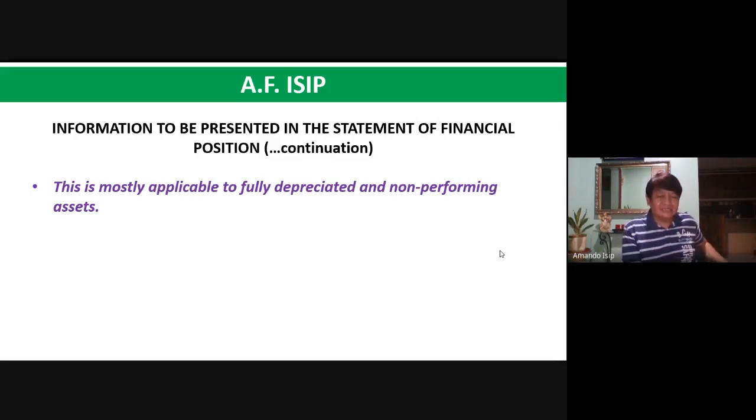So our company decided to dispose of all those computer equipment. And this computer equipment for sale will be classified as non-current assets held for sale because they are already replaced by new computers with flat screens. And then another year passed by.